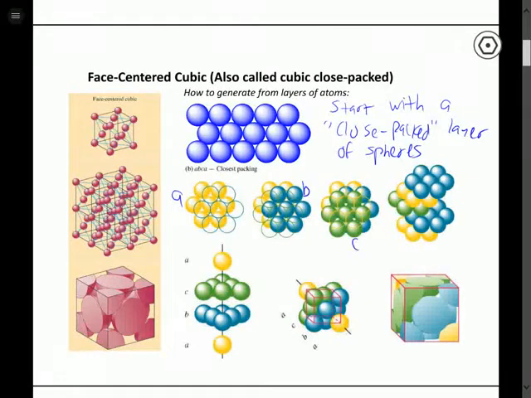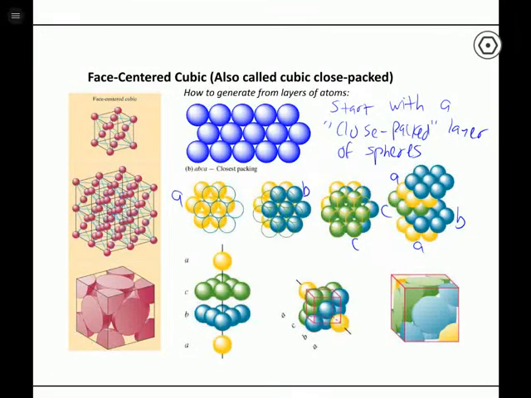And then when we have this, we have A, B, C, A. You don't actually eclipse the first layer until you're in the fourth layer. So the first three layers are all sort of staggered from each other, and then you put this fourth layer directly above the first layer. That's what we call ABC, or ABCA, it's sometimes called as well.